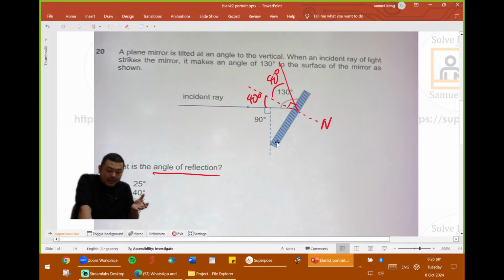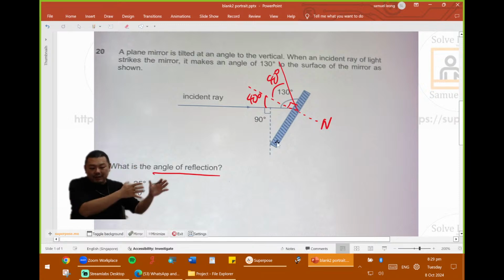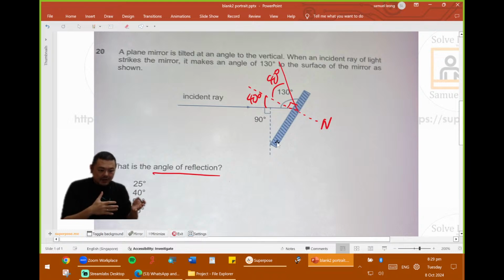But my point is, any light question, draw normal first. Then you go and find the angle to the normal. That's the standard. Then after that, if it's a reflection question and they ask you to find whether or not the eye can see or where's the image, then you need to reflect the image. If they ask you to find the size of the image, then you use the similar triangle method.